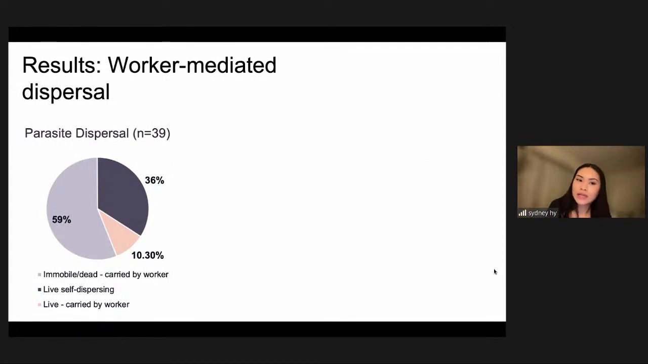And in 39 recorded observations, I observed 59% of workers carrying a parasite that was immobile or presumably dead. In 36%, I observed female parasites dispersing on their own. And in 10.3%, I observed workers carrying live female parasites.